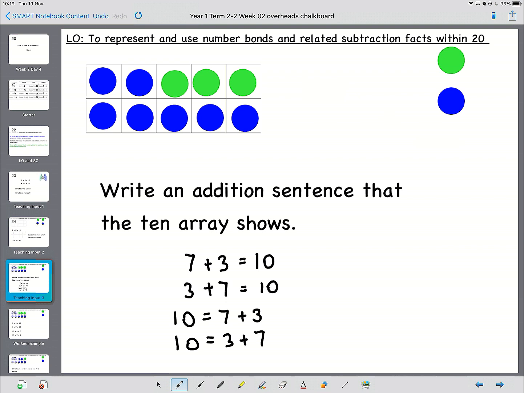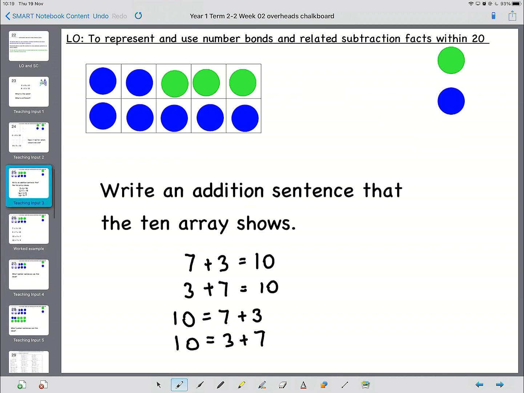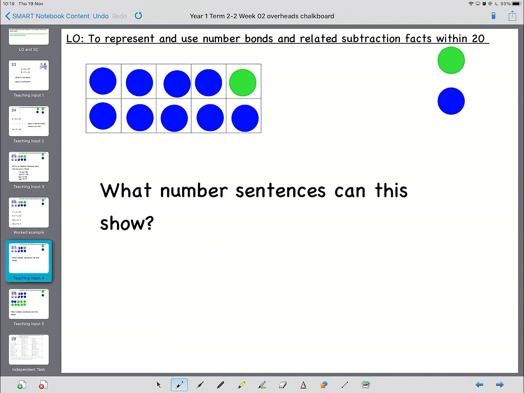And in year 1, effectively, these are the 4 different addition sentences that you can get, and you will always be able to get 4 addition sentences from here. Okay, so have a go at this.